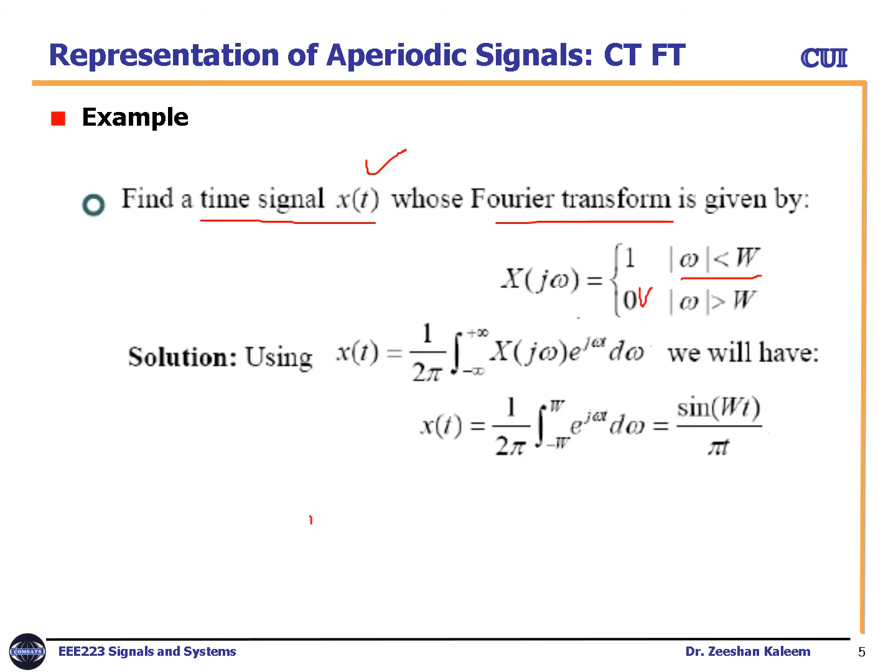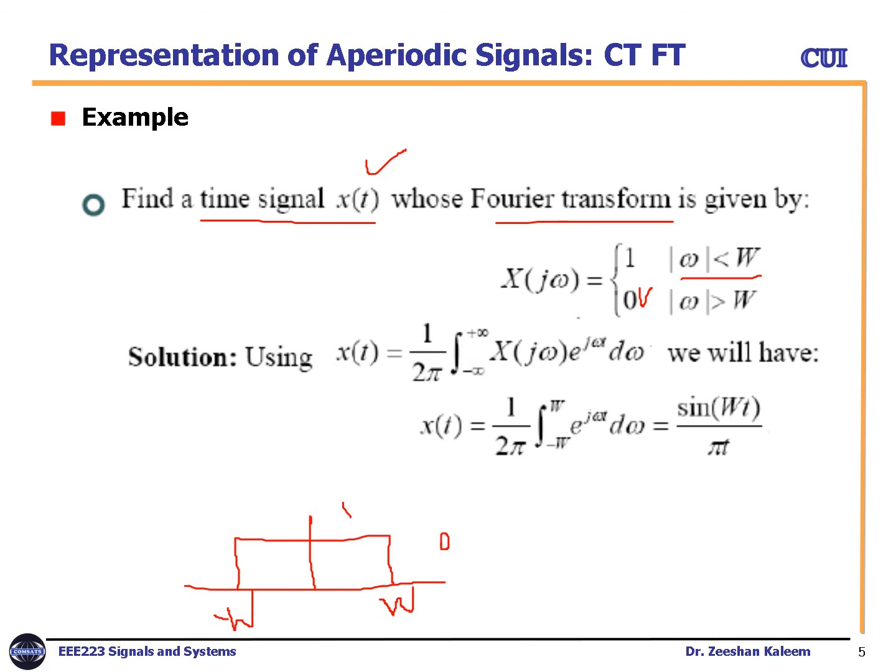Its shape will be similar because it is a rectangular function, but the axis will be different because now we have W here, or ω here, right? ω is equivalent to W and minus W, and the amplitude is 1 here, and for the rest of the positions it is 0.